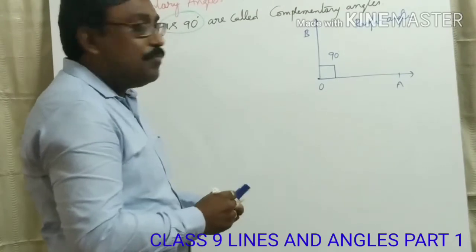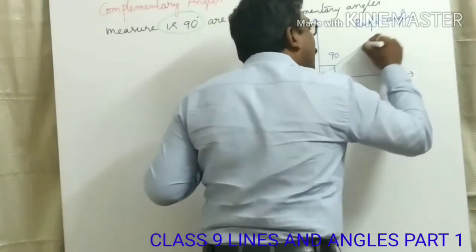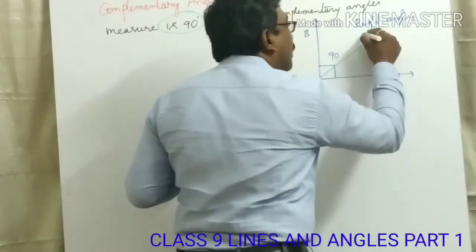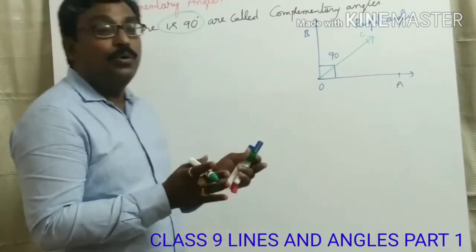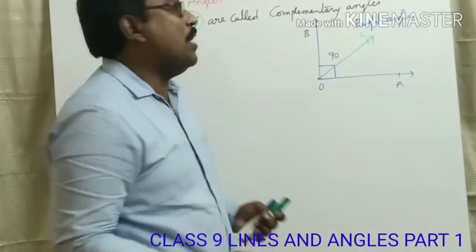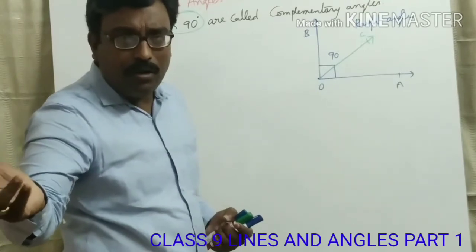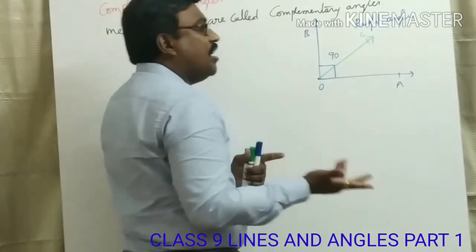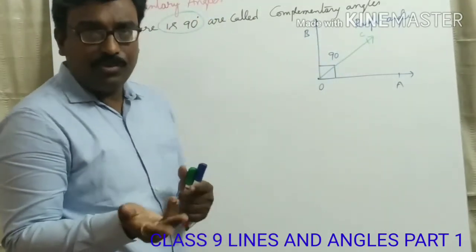Now, if one more ray, a third ray, is entered, OC divides AB into two parts. Here I am not using the words equal parts. This part and this part may or may not be equal. Because it is 90 degrees, equal means 45 and 45. Not equal means if it is 30, then this is 60. It can vary.